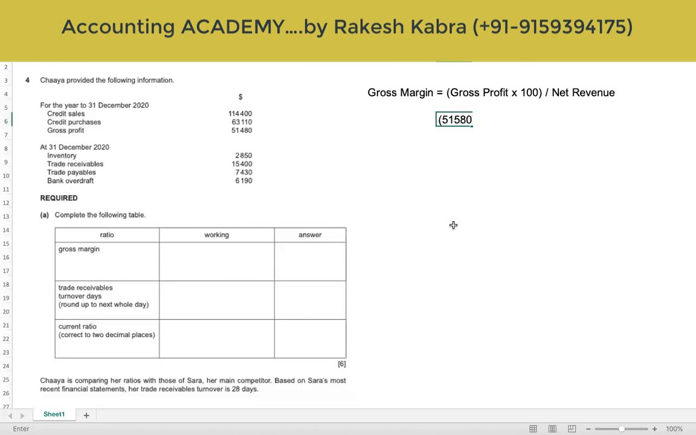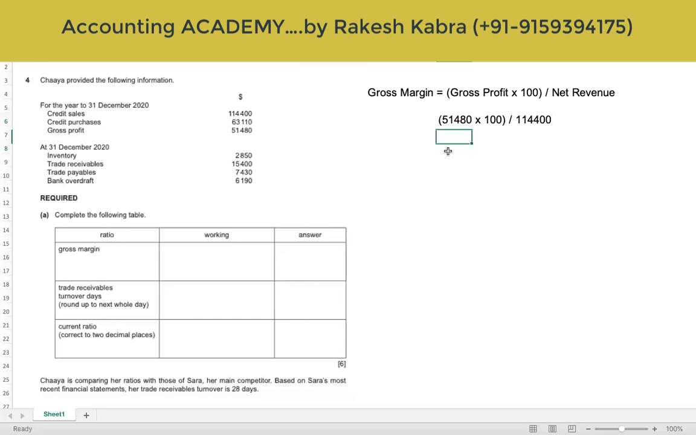51,480 dollars. Multiply by 100 and divided by, what is the net revenue? Credit sales, $114,400. Credit sale only, that is the revenue we have.